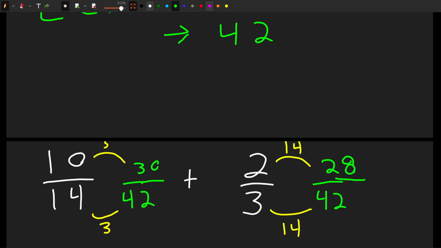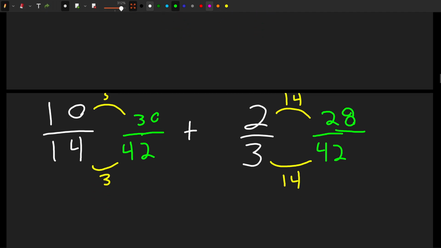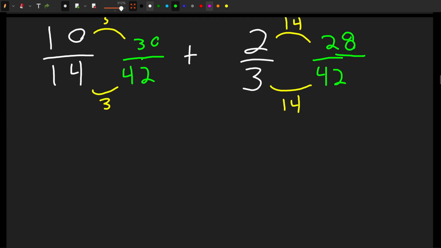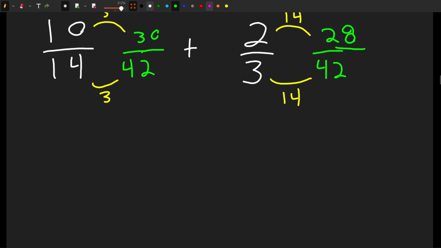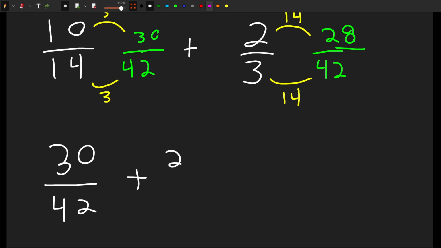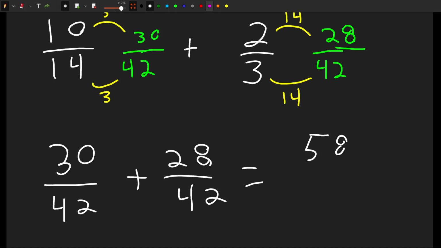Okay, so I have 30 over 42 plus 28 over 42. Those are my two new fractions. So 30 over 42 plus 28 over 42. Since they now have the same denominator, I can just add the numerators together, and I'm going to get 58 over 42.